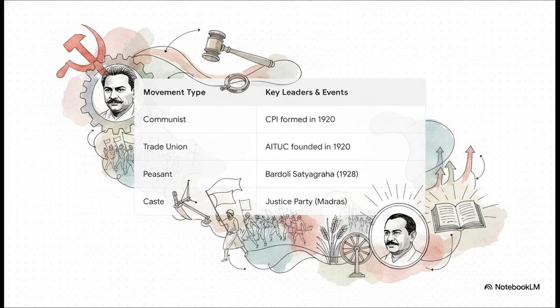Trade unionism was on the rise too, spearheaded by the AITUC with Lala Lajpat Rai as its very first president. Peasants were actively agitating for lower rents, like the brilliant Bardoli Satyagraha of 1928 led by Vallabhbhai Patel. And you had these powerful caste movements pushing hard for social equality, like the Justice Party and the self-respect movement under Periyar in Madras. The youth, workers, peasants, they were finally finding their political voice.